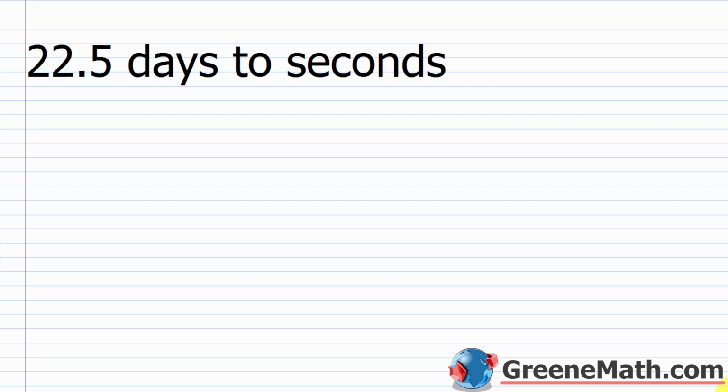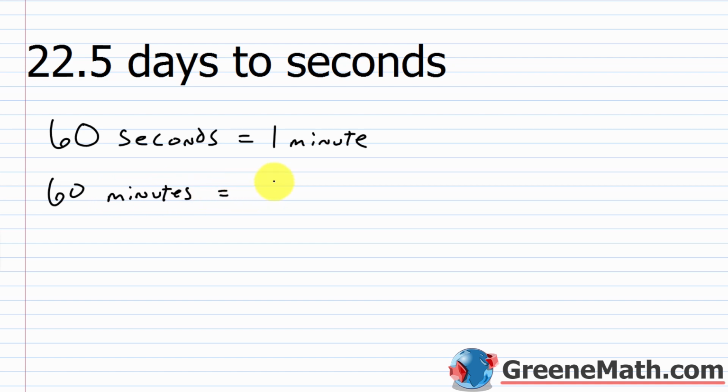So again, if you don't know the relationship between days and seconds, you're going to have to break it down to a multi-step process. We know that 60 seconds equals 1 minute. We know that 60 minutes equals 1 hour. We know that 24 hours equals 1 day. So to go from days to seconds, essentially what I'm going to do is start out with 22.5 days.